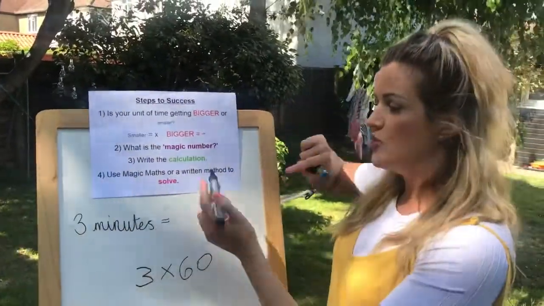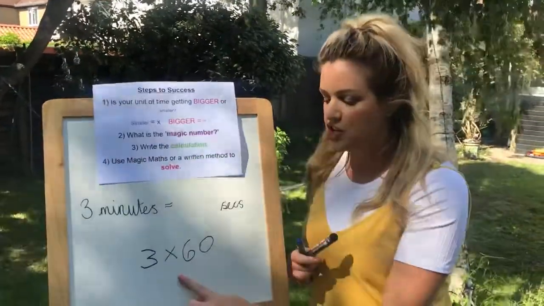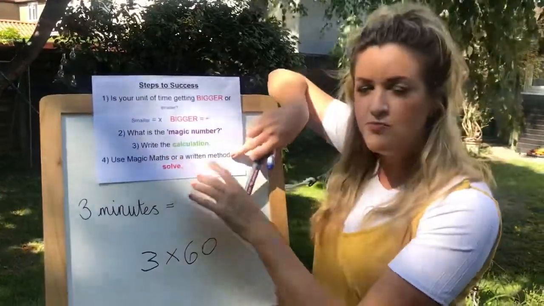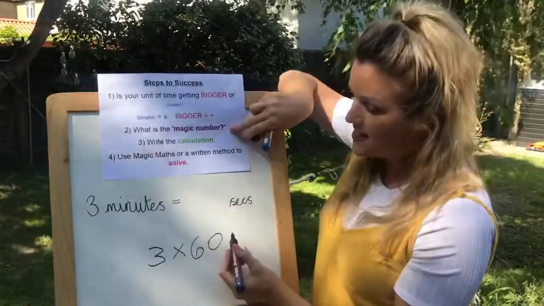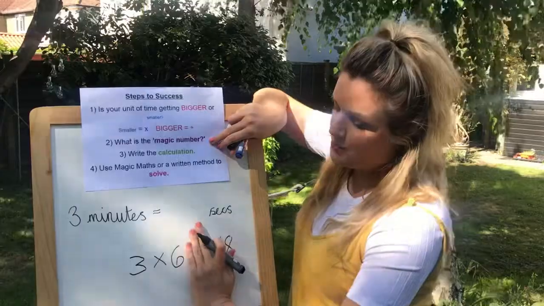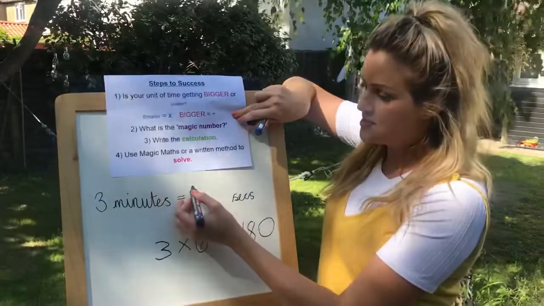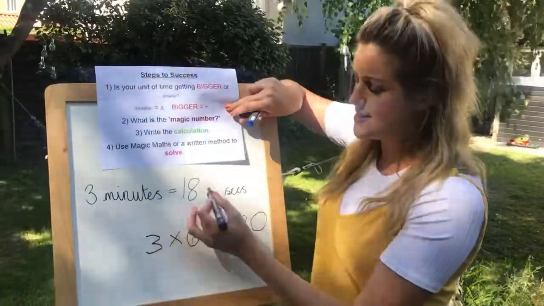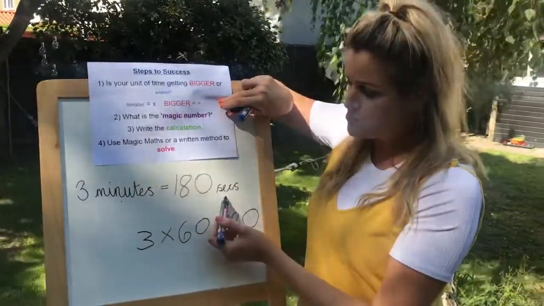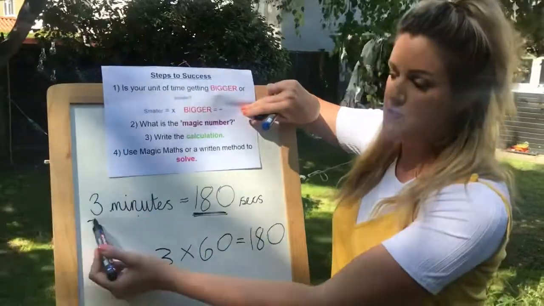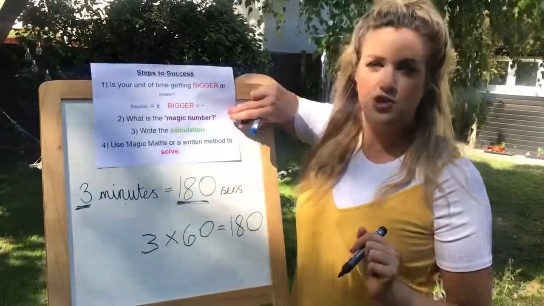And then I can use magic maths or a written method to solve, depending on your calculation. I'm going to use place value as a little cheat. I'm going to work out 3 times 6, which is 18, and then I'm going to make it 10 times bigger, which is 180. So my answer is 3 minutes is the same as 180 seconds. And because my units have got smaller, I should have more than what I started with. Okay, let's do one more and then I'll give you some to try.